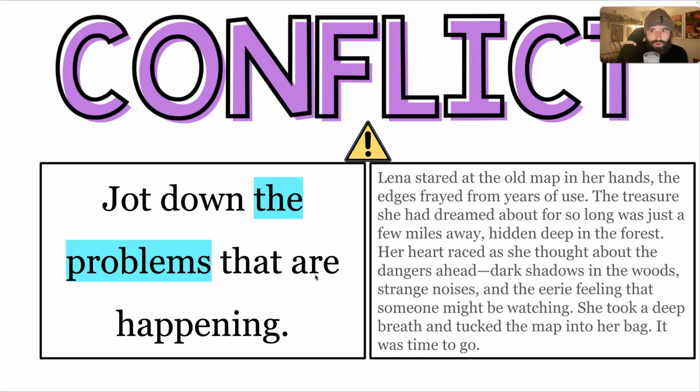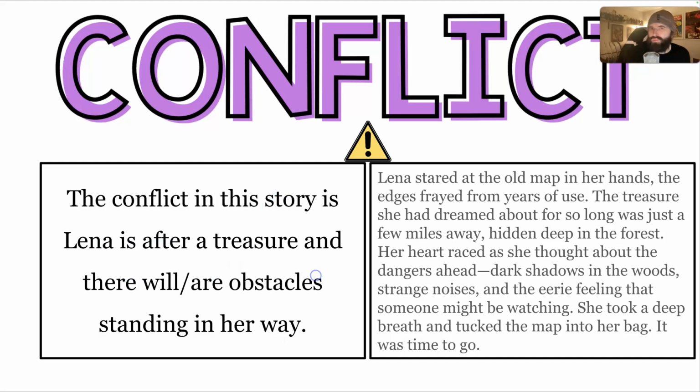Conflict. All right, we're good with conflict, but this is any problems that are happening in the story. The main problem is that the conflict is leading us after a treasure, and there are obstacles standing in her way, right? Dark shadows in the woods, strange noises, an eerie feeling that someone might be watching. That's why I highlighted that. Those are things that we know are going to become problems for her as she moves throughout the story.